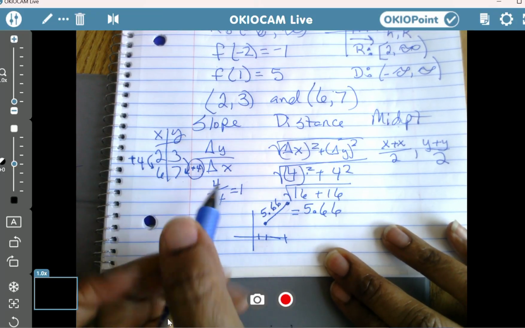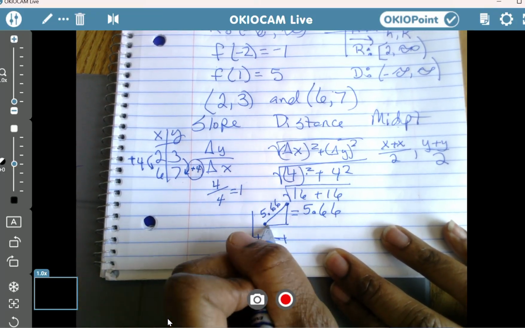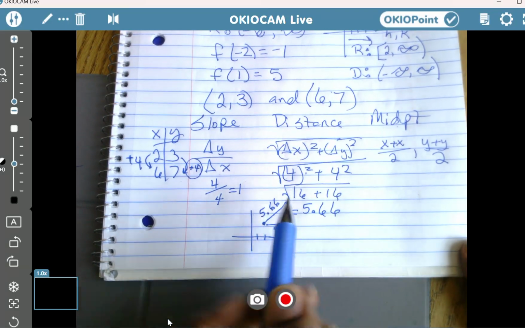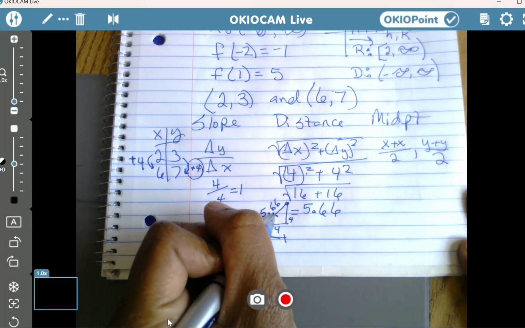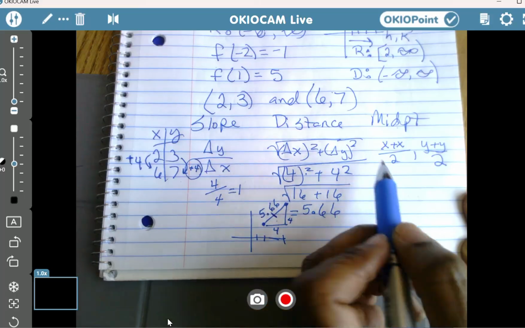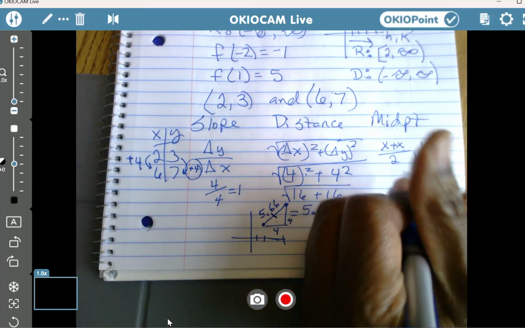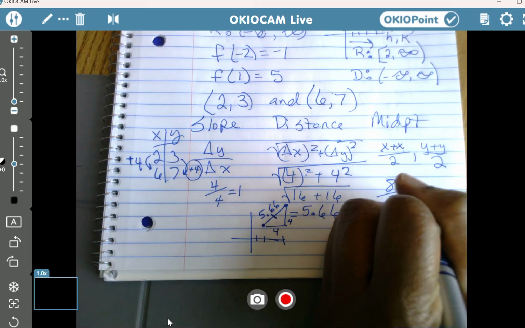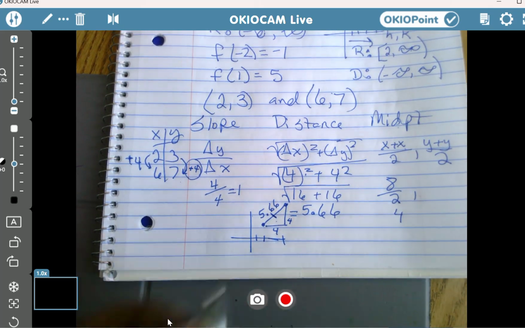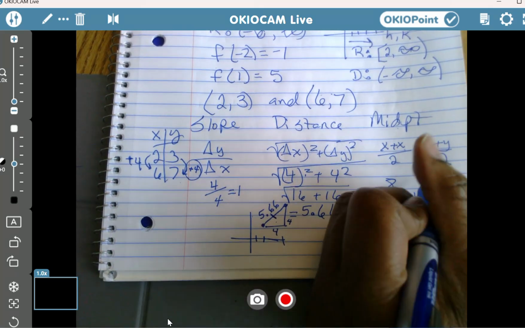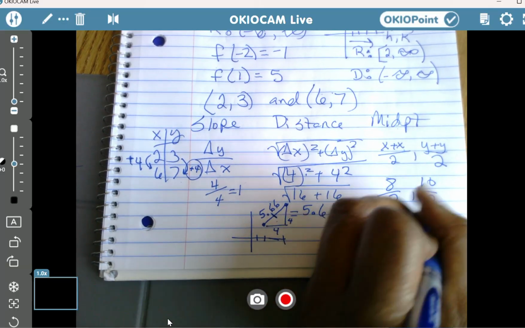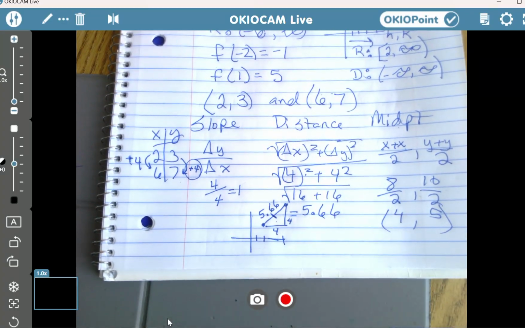The slope of the line, which is the rise over the run, is 4 over 4, which is 1. Now we're going to find the midpoint between these, which we add the x's. We got 6 and 2, that is 8. 8 divided by 2 is 4. And then we have the y's, 7 and 3, which is 10, divided by 2, and that's 5. So the midpoint will be located at 4, 5.